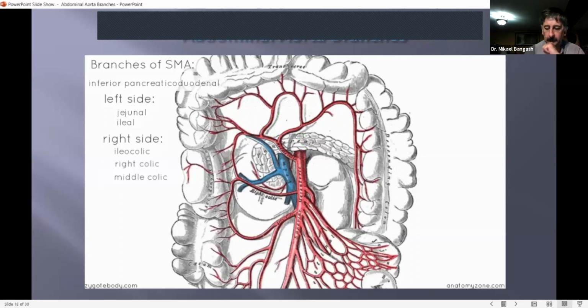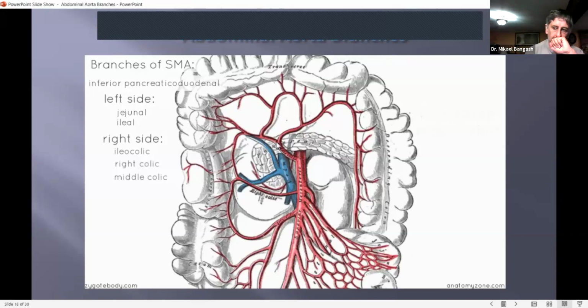Something to point out is that the transverse colon is an intraperitoneal structure. So the branches of the middle colic artery pass into the transverse mesocolon, which wraps around the transverse colon and tethers it to the posterior abdominal wall. The right colic artery, however, supplies the ascending colon, which you will know is a retroperitoneal structure. So the right colic artery goes retroperitoneal and supplies the ascending colon, but the middle colic artery works its way into the transverse mesocolon because it's an intraperitoneal structure.